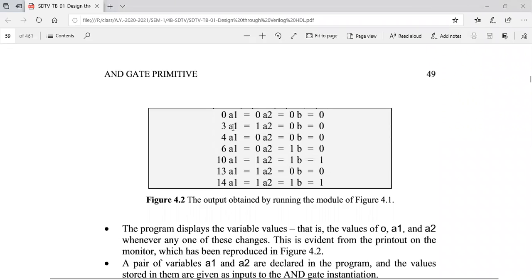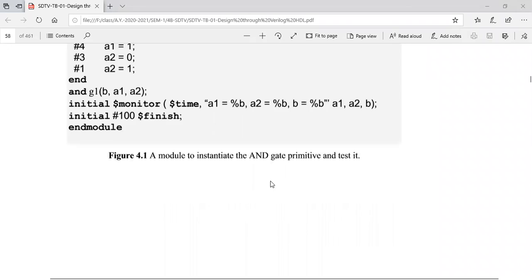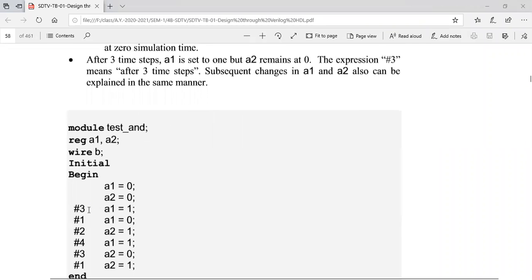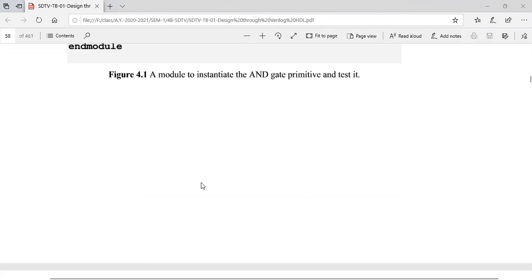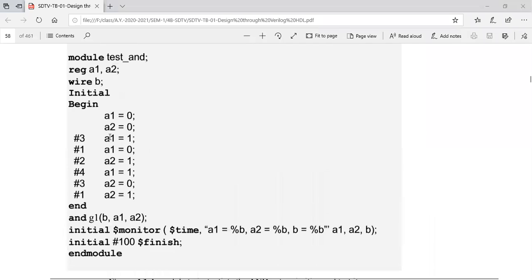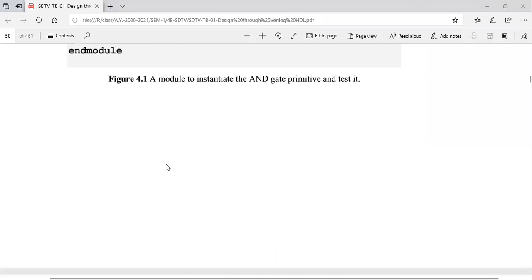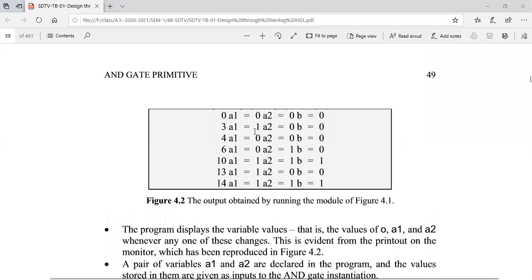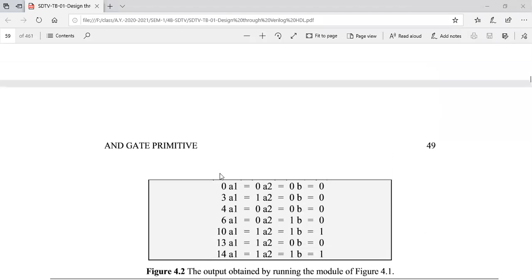After 3 seconds, A1 is made 1. After 3 seconds of time means here, this thing you can see, this 3. What is happening after 3 seconds? You are giving A1 as 1, and the previous value of A2 is 0. That means you are verifying for the value 1, 0. So 1, 0, it is an AND gate, so it is going to produce an output of 0 there. After 4 nanoseconds, that means after 1 second.